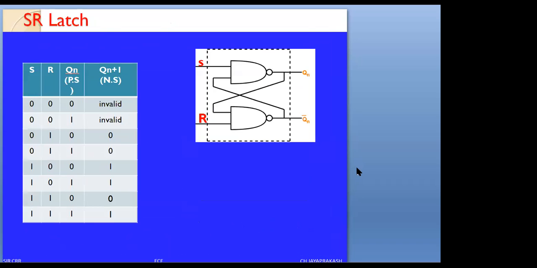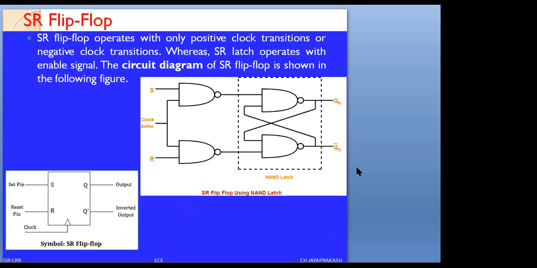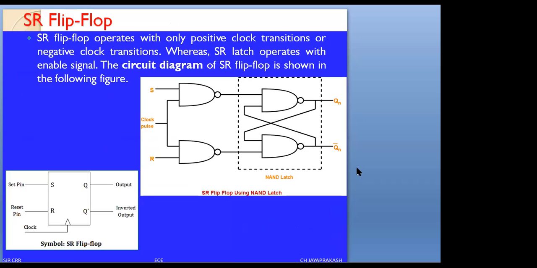Now we are going to verify the SR latch as a flip flop. First, we are taking the SR NAND latch, and we are connecting 2 more NAND gates like this, with S and R, and we are going to apply the clock signal. You can see in the block diagram, the clock is given as a triangle symbol.